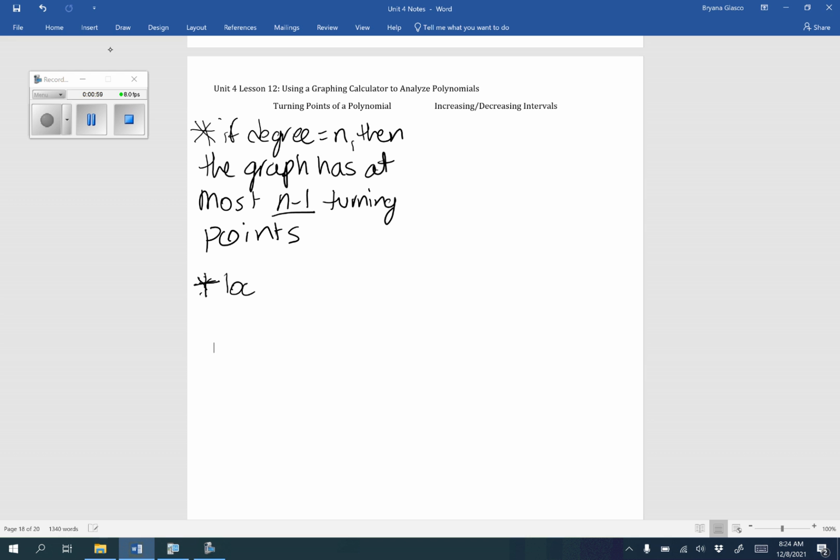Now out of these turning points, we can talk about our max and mins. We have what is called local max and mins. So basically they occur at the y of the turning point.